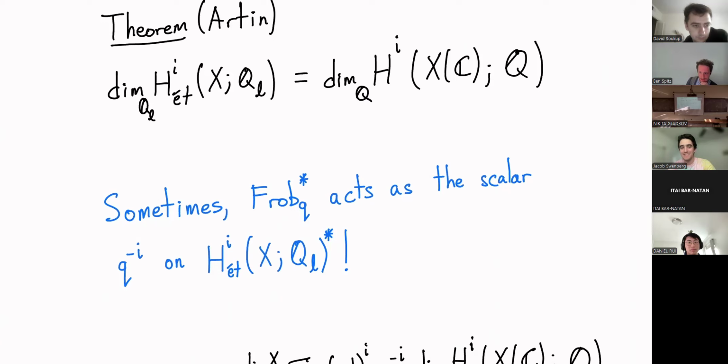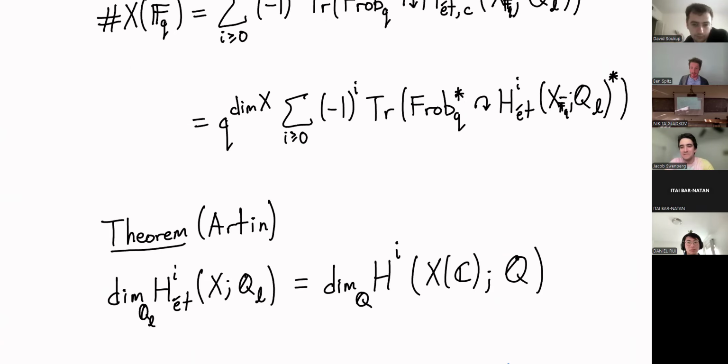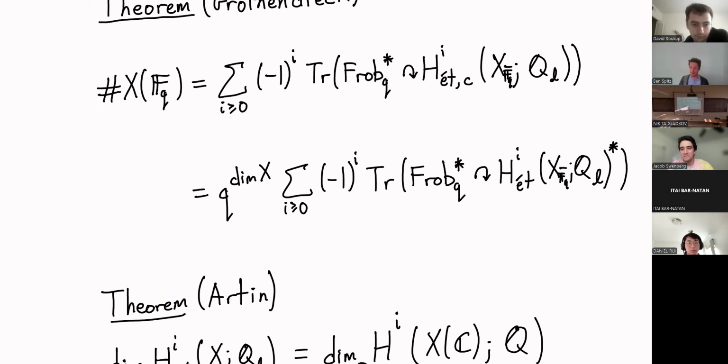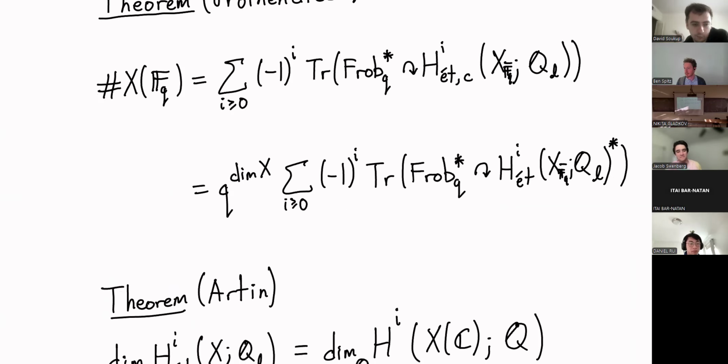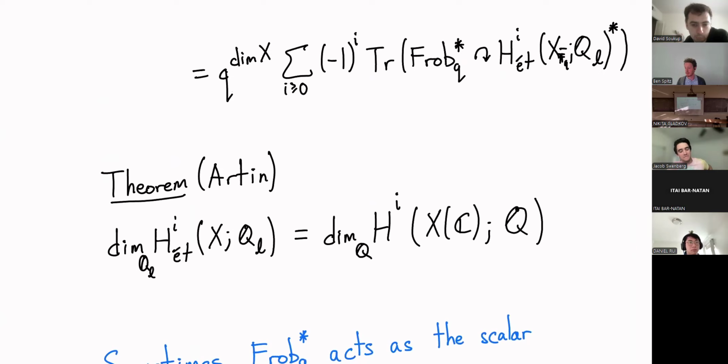Okay. And by variety there, I do mean separated, finite type, integral. Soon I'm going to move to an affine example. All the stuff I've been saying here does hold for affines. This trace formula with compact support holds for affines, and Arden's comparison theorem holds for affines. So for the stuff that I've been saying so far, it works for finite type separated varieties defined over Z.